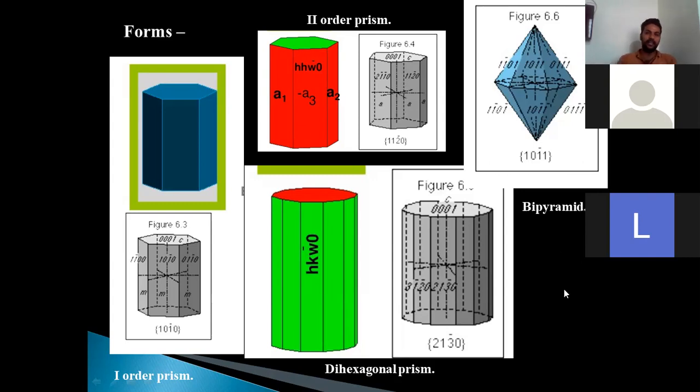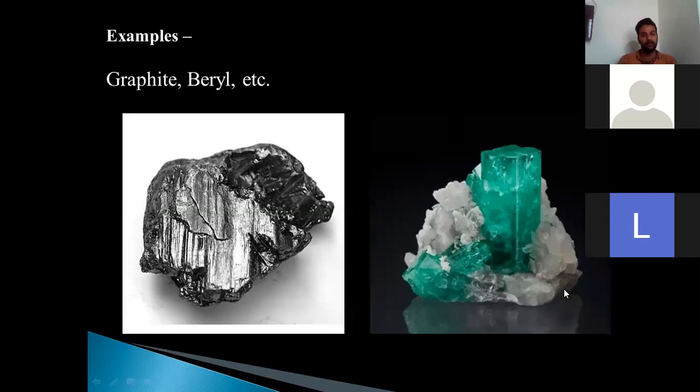Now let us see the examples of the hexagonal system. The well-known examples are graphite and beryl. Here you can see the graphite crystal on the left end of your screen, whereas at the right end of your screen, you can see the crystal of beryl. These two are well-known examples of the hexagonal crystal system, whereas beryl is the normal class of the system. You can see here this beryl is indicating the hexagonal form.